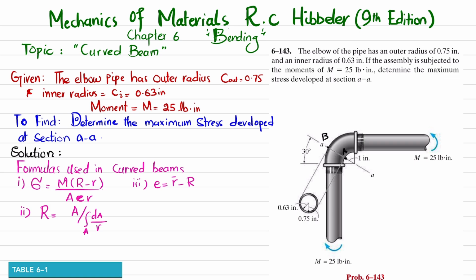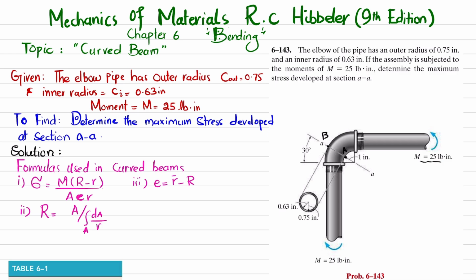As we have already, the moment is 25 pound-inch, and the formula used in curved beam for stress is equal to moment times (capital R minus r) divided by A times e times r. And what is capital R? So capital R is the distance from the center of curvature to the point where the neutral axis lies, that is capital R. And R dash is the distance from the center of curvature to the centroid. So this is R dash.